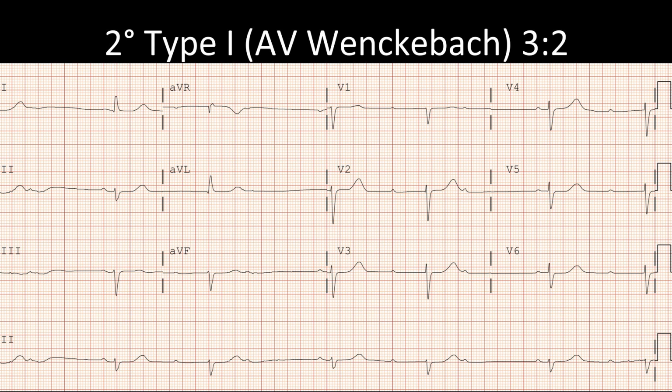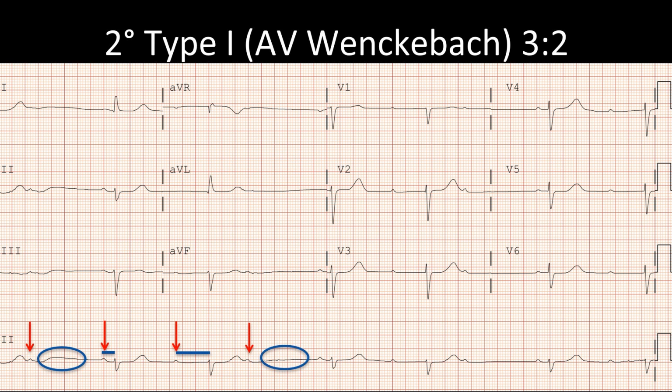Here's an example of AV Wenckebach that conducts in a 3-to-2 fashion. There's 3 P waves for every 2 QRSs. Here you see that there's a P wave in the beginning that does not conduct to a QRS. This is followed by a P wave with a short PR interval that conducts to the QRS. There's another P wave with a longer PR interval. And then there's the third P wave, again blocks and does not conduct to a QRS.